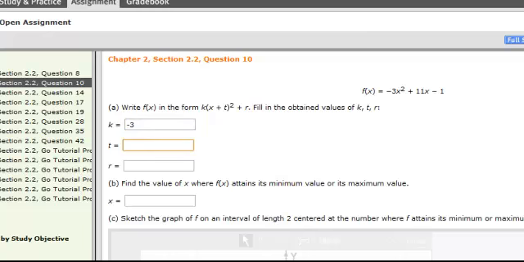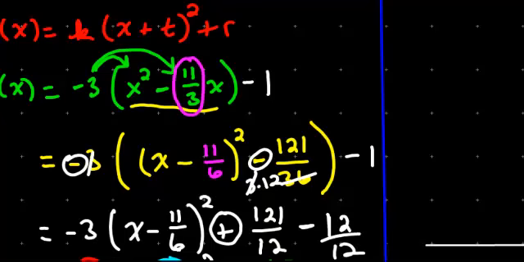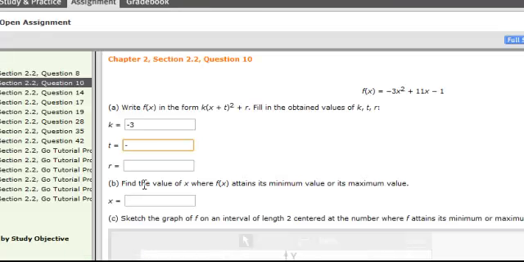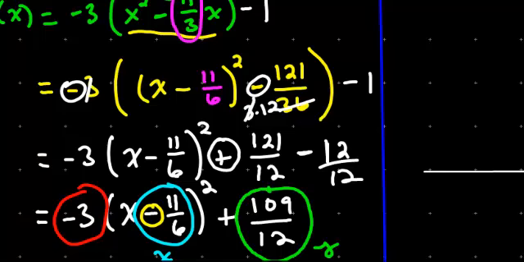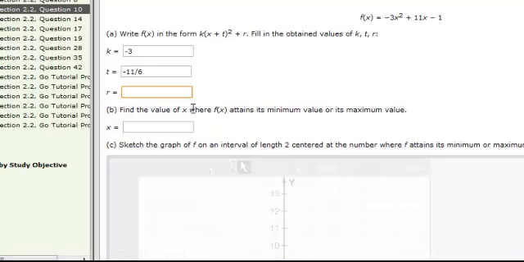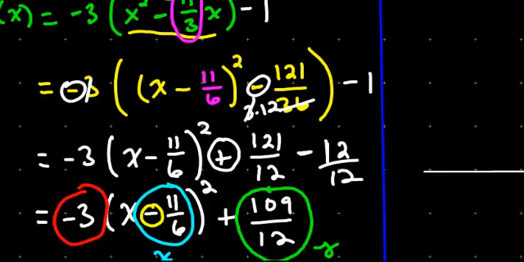The t value, it's x plus t, so we have to be careful with that. If I do plus, it's going to be plus a negative 11 sixths. So t is actually going to be negative 11 sixths. My r value, so plus r, is 109 over 12. The x where f of x contains its minimum or maximum value is going to be the x coordinate of the vertex. And what was that? 11 sixths.